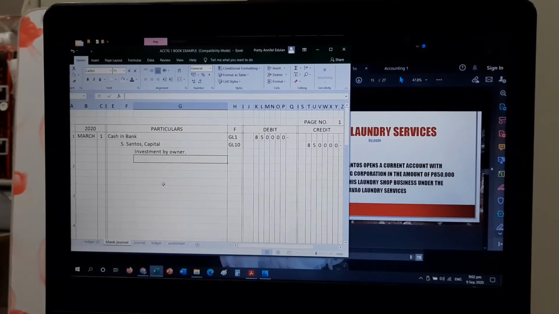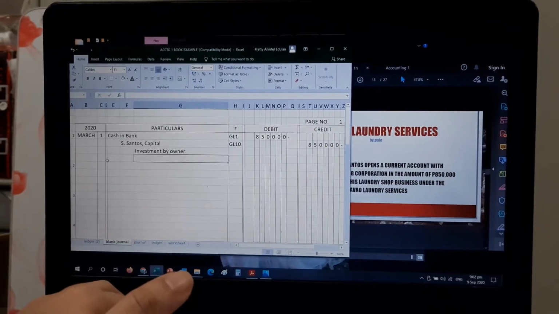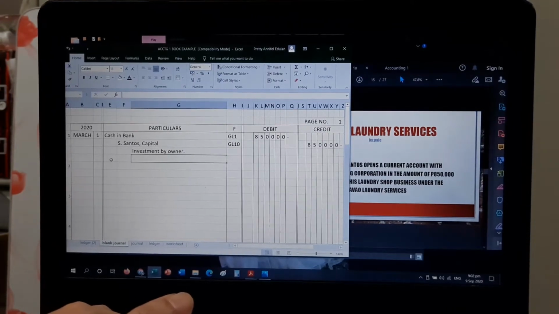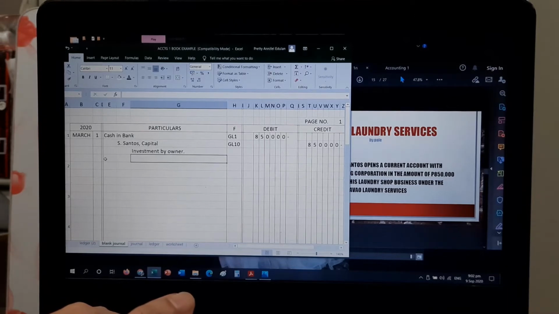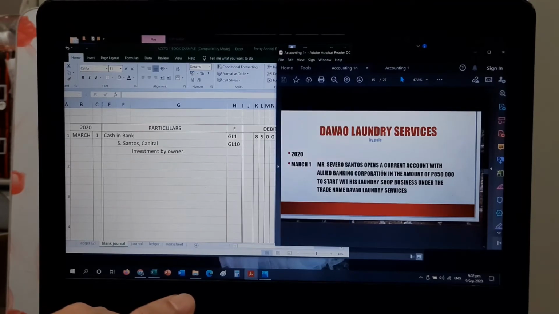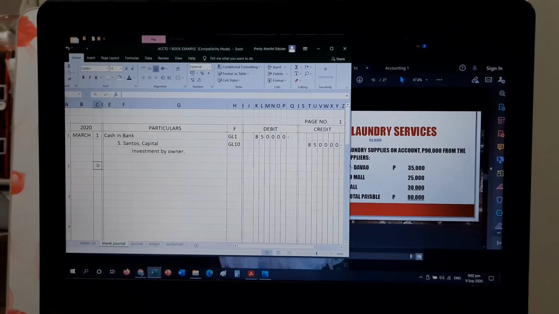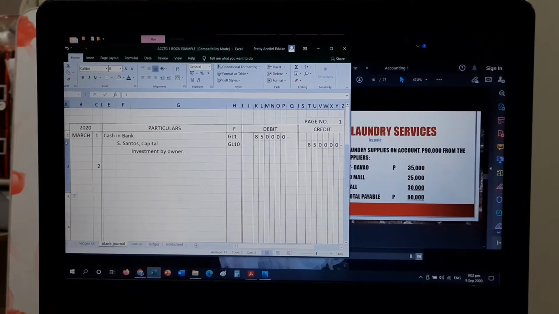So in the book that we have been using, the author advised to have a separate line after each transaction. So to be uniform, let's just skip one line. So let's proceed here. Next transaction is March 2. So ma'am, do we need to have numbers here? No, not necessarily. So I'll show to you why I wrote numbers here later on.